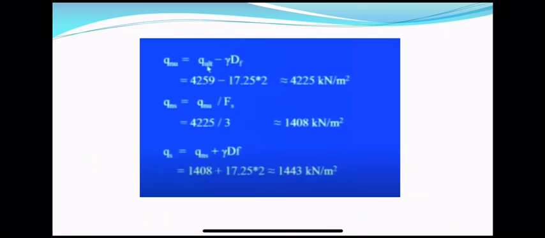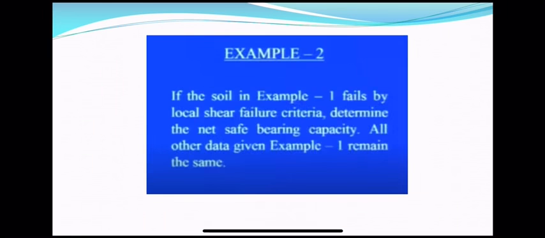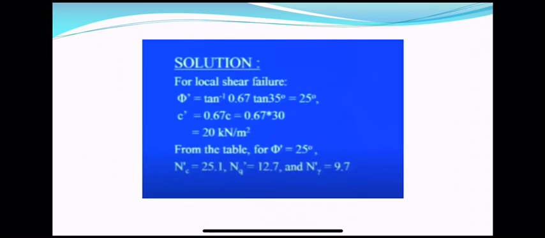Now in example 2, it has been extended with all other data remaining the same. The only thing is that the earlier one was for the general shear failure case, and now we are using it for the local shear failure. For the local shear failure case, we have seen that tan phi dash becomes equal to 2/3 of tan phi and C dash becomes equal to 2/3 of C. That is, C dash will be equal to 2 by 3 C and tan phi dash will be equal to 2 by 3 tan phi.